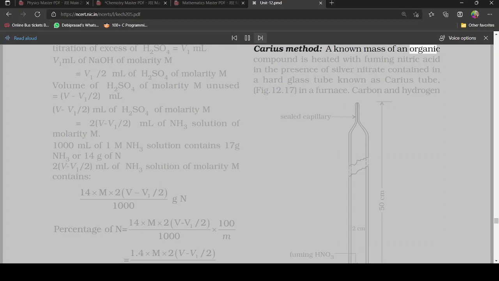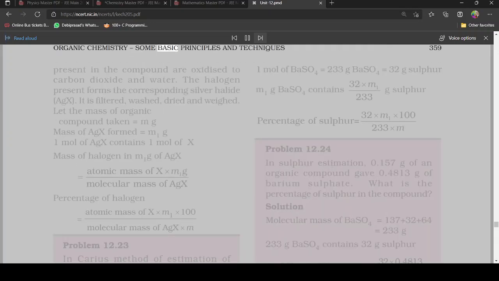A known mass of an organic compound is heated with fuming nitric acid in the presence of silver nitrate contained in a hard glass tube known as Carius tube, Fig. 12.17, in a furnace. Carbon and hydrogen present in the compound are oxidized to carbon dioxide and water. The halogen present forms the corresponding silver halide, AgX. It is filtered, washed, dried and weighed.